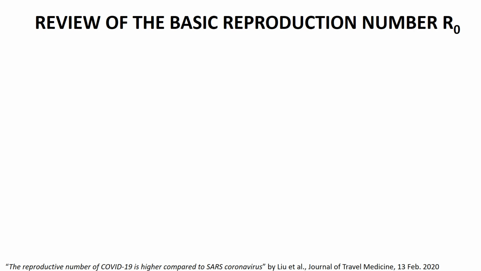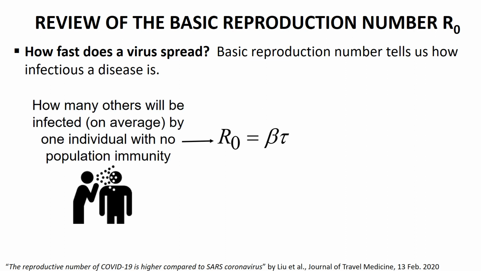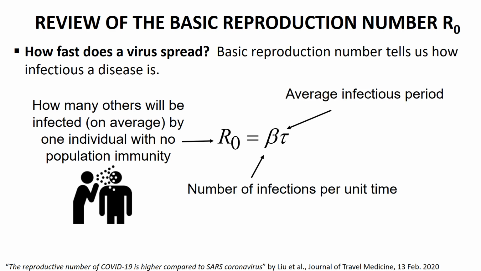So a review of the basic reproduction number. R0 really tells us about how fast a virus spreads. The equation is R0 equals beta times tau. R0 is the number of others who will be infected on average by one individual with no population immunity, over the infectious period. Beta is the rate, the number of infections per unit time, and tau is the average infectious period.